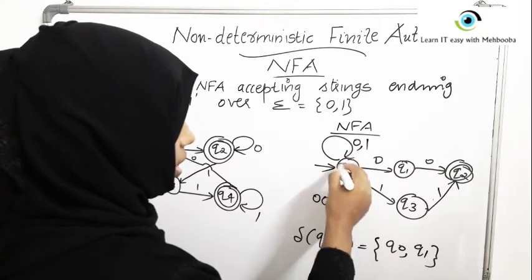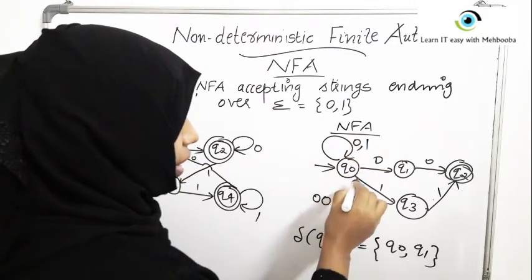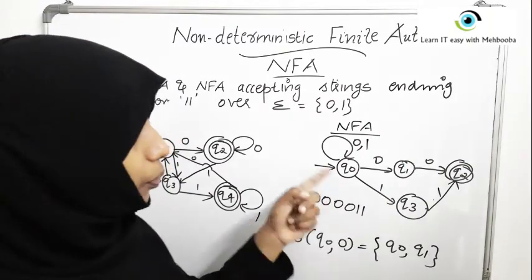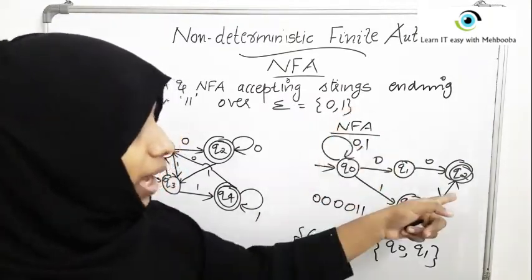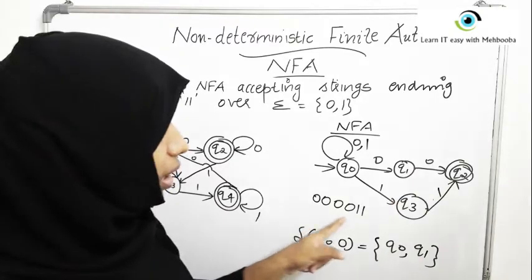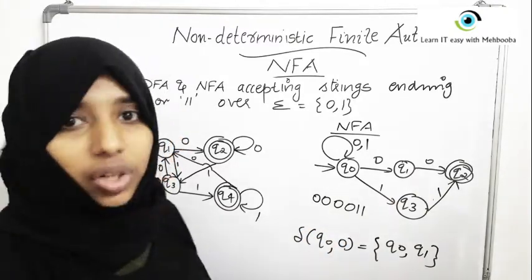When 0 comes, stay here. When 1 comes, stay here. So at the end of the input, you will be at Q0 and you haven't reached the goal state even if the input is valid. That means the string will be rejected.